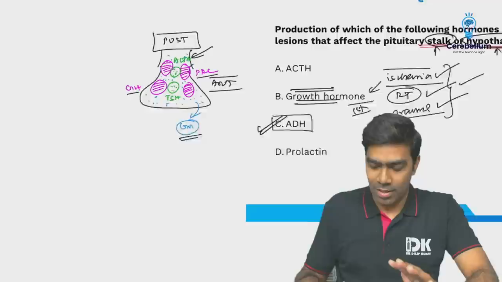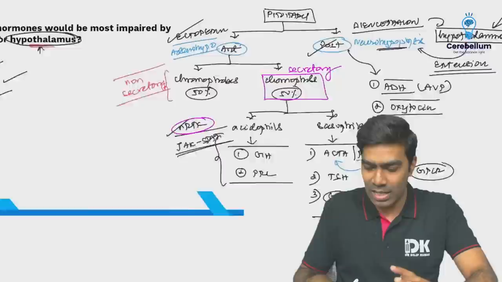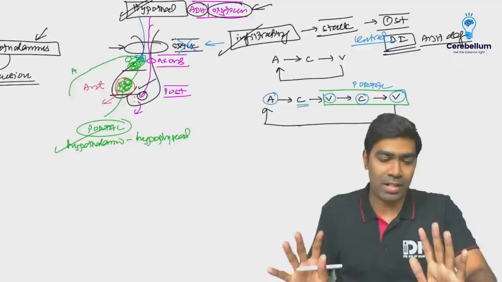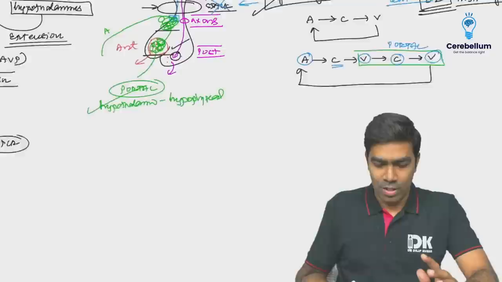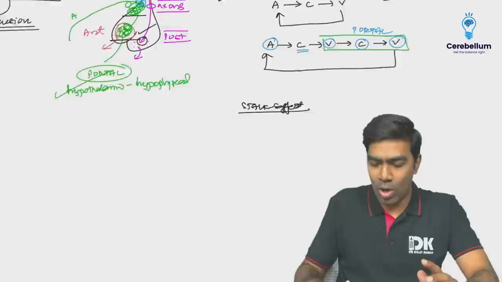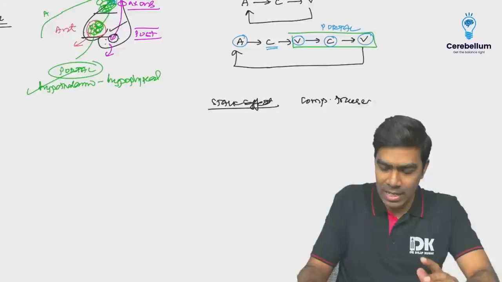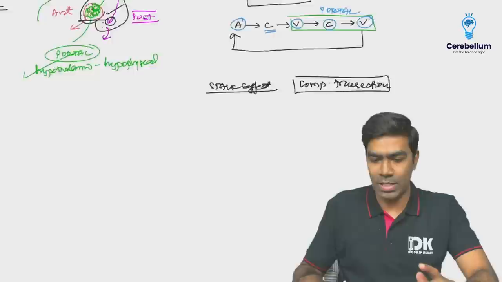Okay. So growth hormone will be affected first, but ADH will be affected first in case of stalk injury. In case of stalk injury or direct injury to the hypothalamus, sorry, ADH, antidiuretic hormone, will be affected first. So there is something called the stalk effect. What is the stalk effect? They might ask you, what happens if there is a complete transection of the pituitary stalk? Complete transection means you have completely cut the pituitary stalk. That's what we call the stalk effect.